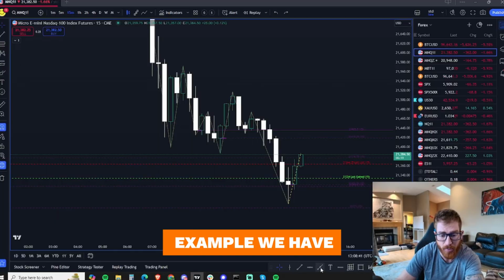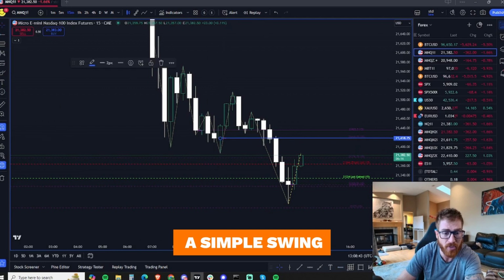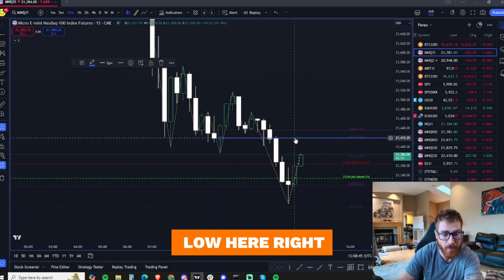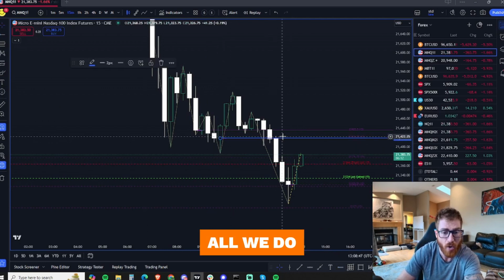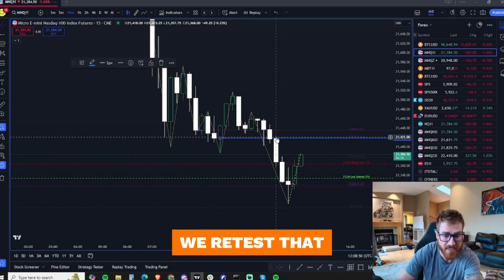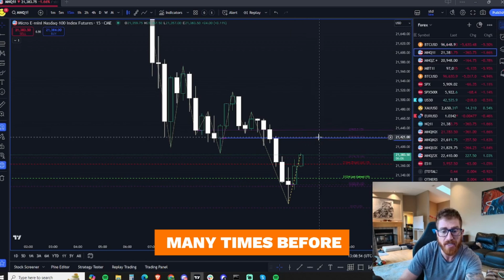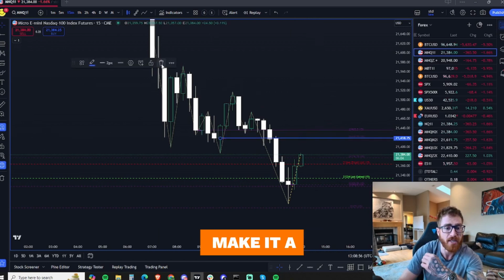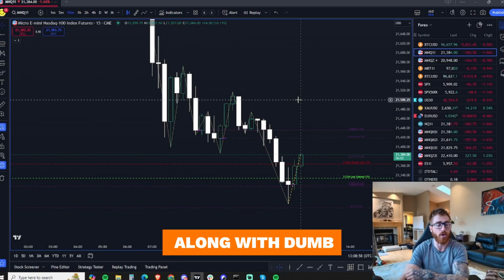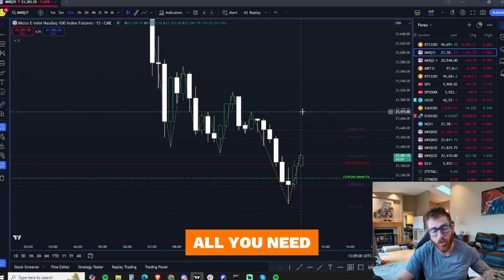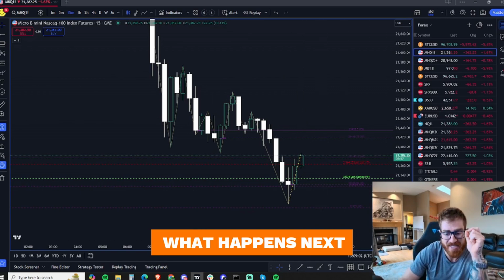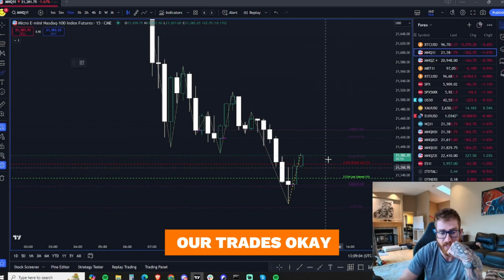So for an example, we have a simple swing low here, right? And the price closes beyond it. All we do is we retest that level before continuing to the downside. This is something that you've heard many times before, but we're gonna make it a little bit simpler as we go along. With dumb money concepts, all you need to know is what happens next, because that's how we're gonna take our trades, okay?